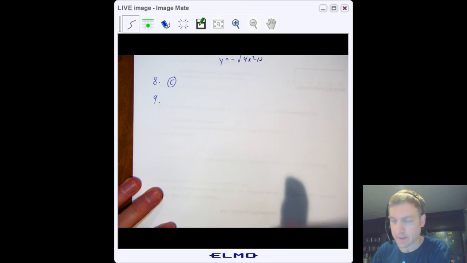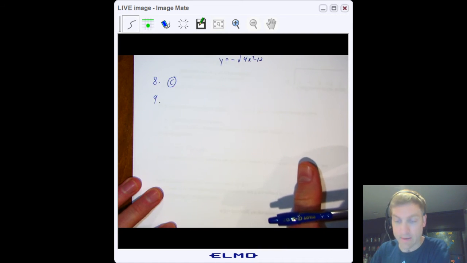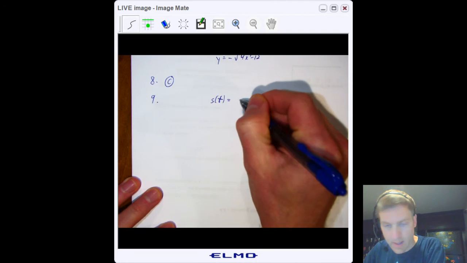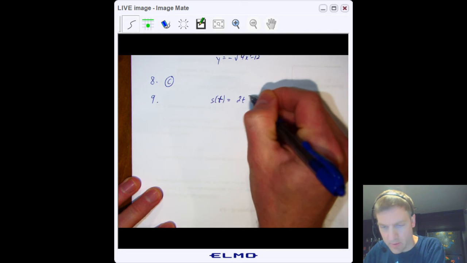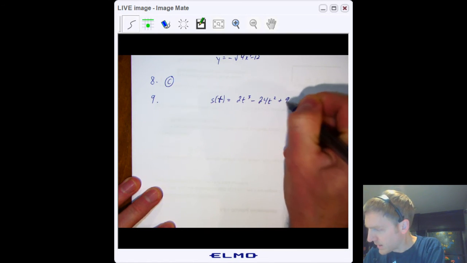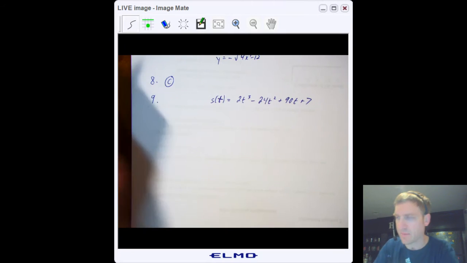Average rate of change again is just slope. The algebra definition is slope. Number 9, it gives you a position function: 2t cubed minus 24t squared plus 90t plus 7.